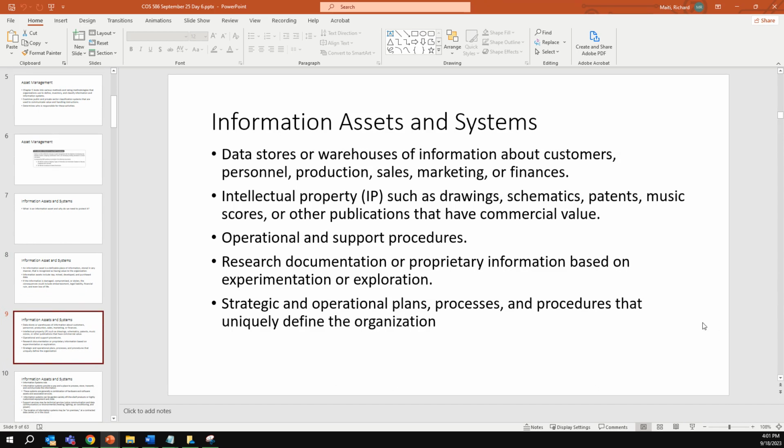So data stores or warehouses of information about customers. It stores all kinds of personal information, production information, sales, marketing. It could also have intellectual property: drawings, schematics, patents. So also operational and support procedures, research documentation, and so forth.